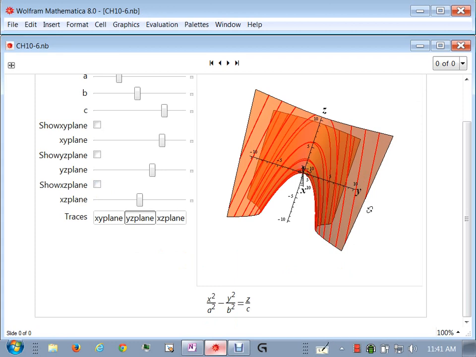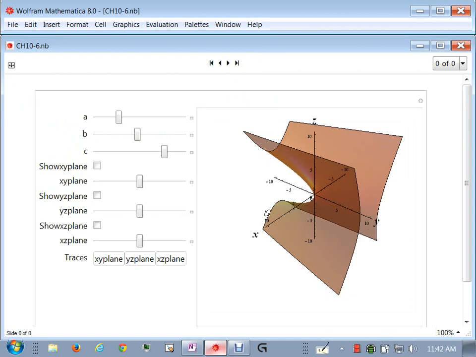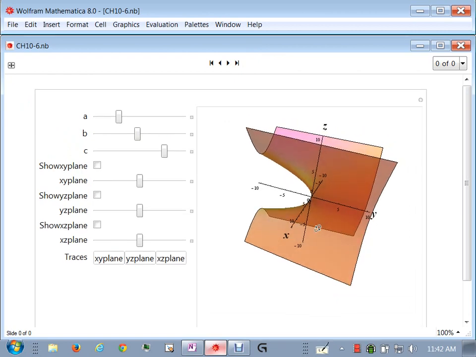Okay, let's take a look at the equation. Ah, looks a lot like the previous one, doesn't it? But it's subtraction. So all variables are present. 2 of them are squared. 1 of them's not. You have subtraction between 2 of them.